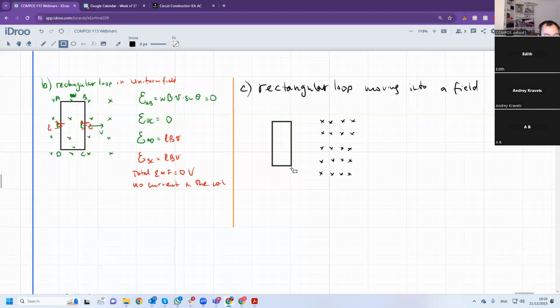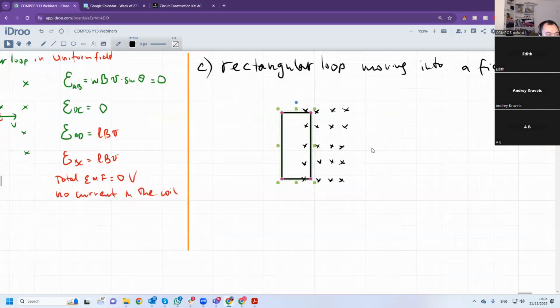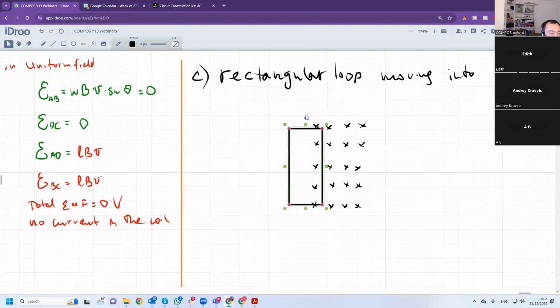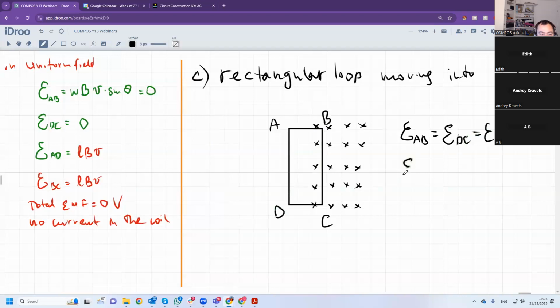Now there's a frame, and the frame is halfway into the field. So basically AD is outside the field, but BC is in the field. So in this case, EMF produced by AB is equal to EMF produced by DC is equal to EMF produced by AD is 0.